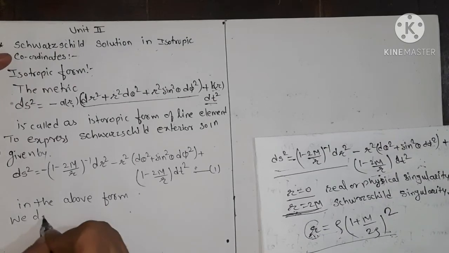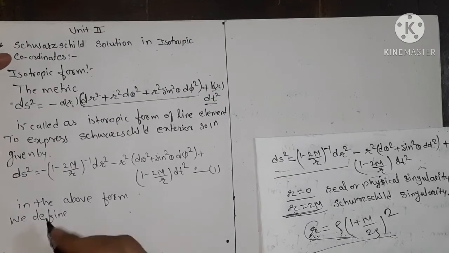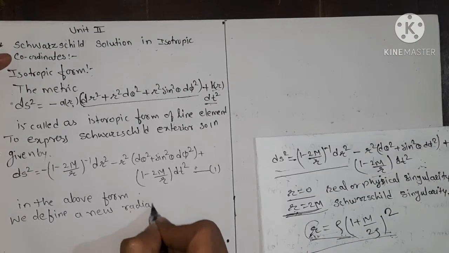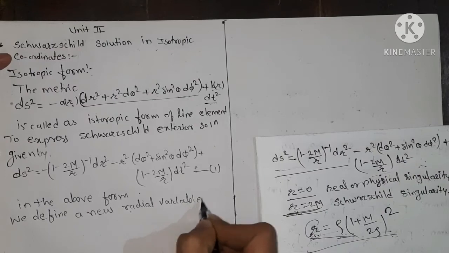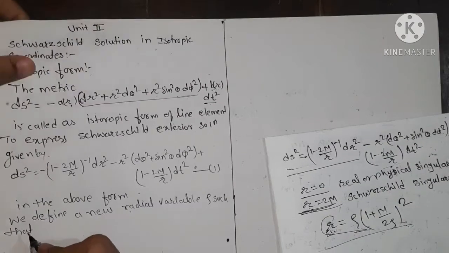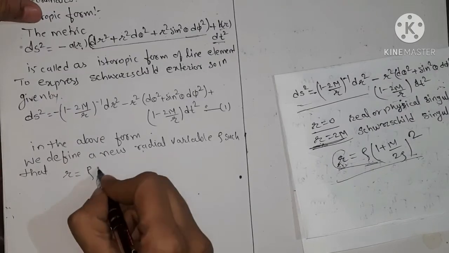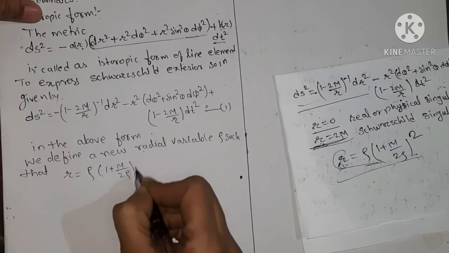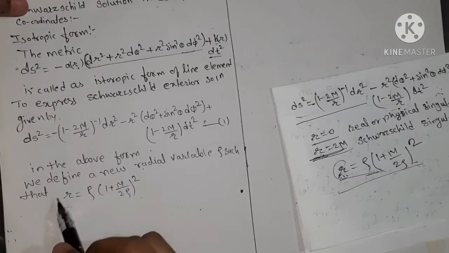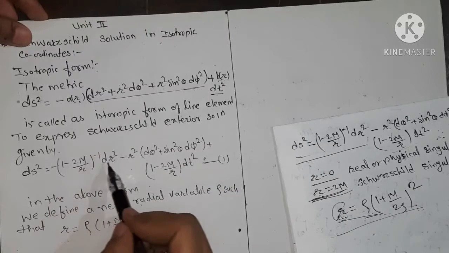As I said previously, we define a new radial variable ρ such that r = ρ(1 + m/2ρ)². Now r is defined here. To change this Schwarzschild exterior solution into this form, we have to calculate dr.